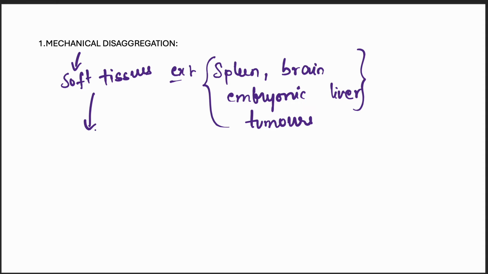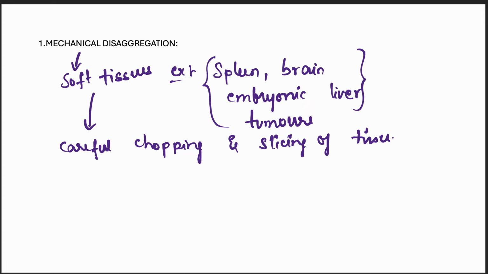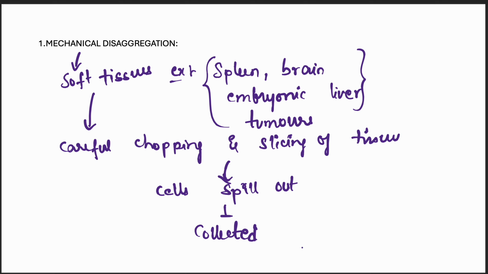For this, these soft tissues should be carefully chopped and sliced. After careful chopping and slicing of tissue, while doing this, some cells will spill out. These spilled out cells are collected. This is collected in 2 ways.